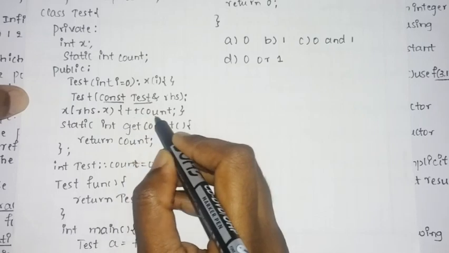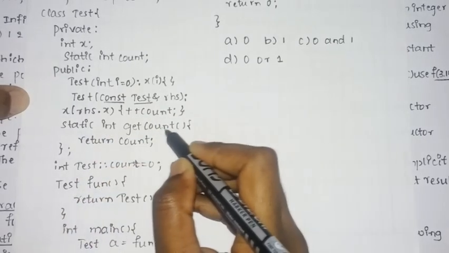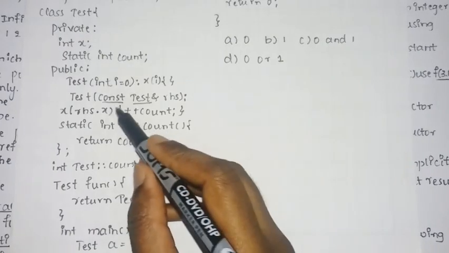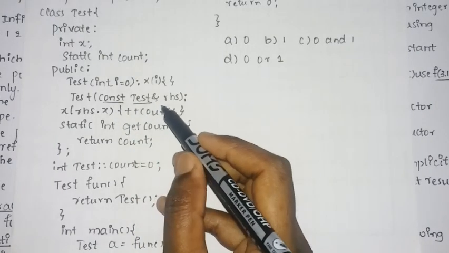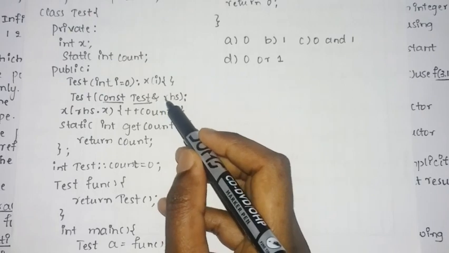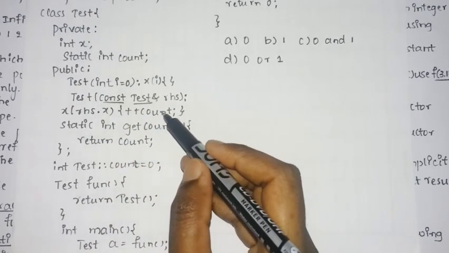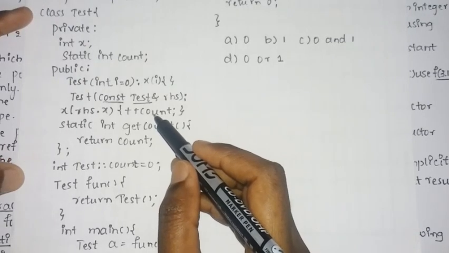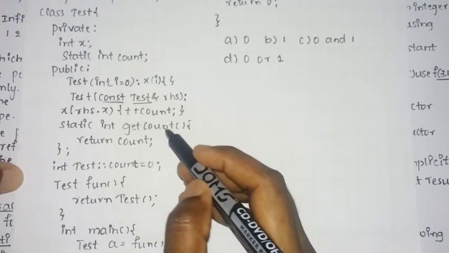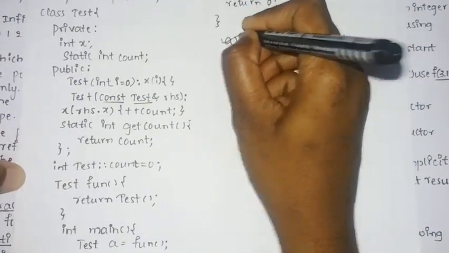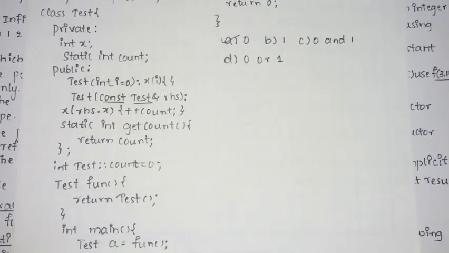Then after that, count++, then static int getCount, which returns count. You need to return the count. Here it is considering test as constant. Initially i is equal to 0, so rhs.x is 0. If you try to increment a constant value, it gives an error. Therefore return count returns only 0. So 0 is the correct answer for this code.